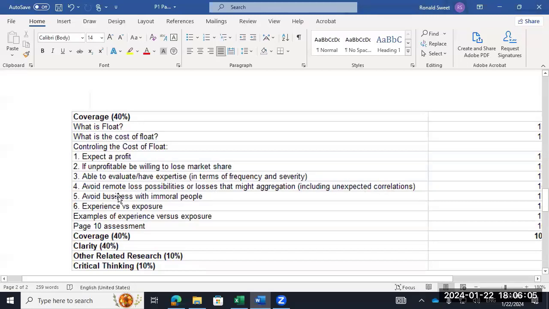Number 5, I said, was a real simple one. He said, avoid business with unethical people. That one's a gimme. You just say that and you get the points. I'm not asking for a discussion there. So that one's easy. So where do students lose most of their points? It's on this last one.